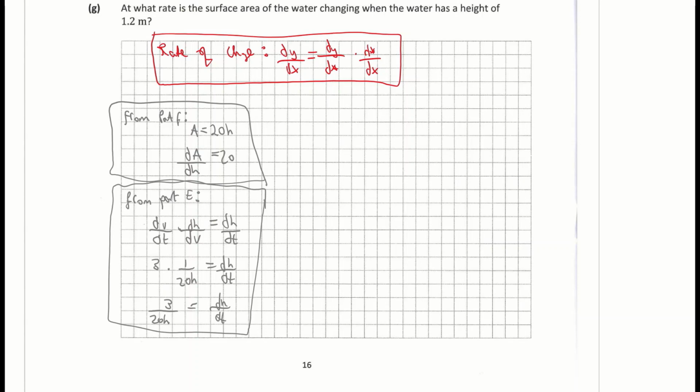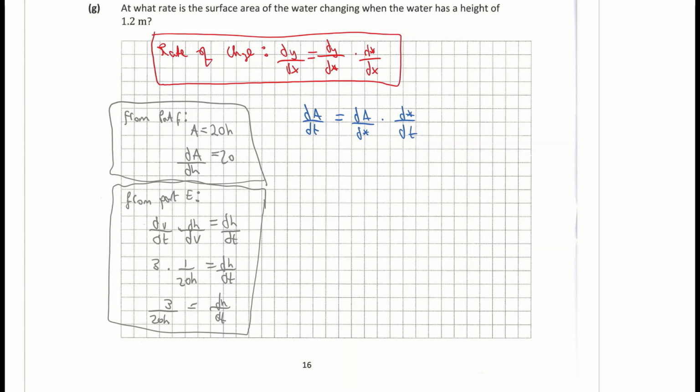So instead of calling it dy dx, we're calling it dA dt. At what rate is the surface area changing with respect to time? So that's A for area, dA dt. And again, just change your letters here. It's going to be dA over d unknown times d unknown over dt. And what is our unknown? Our unknown here is going to be h, with respect to height, because the question wants when the water has a height of 1.2 meters.